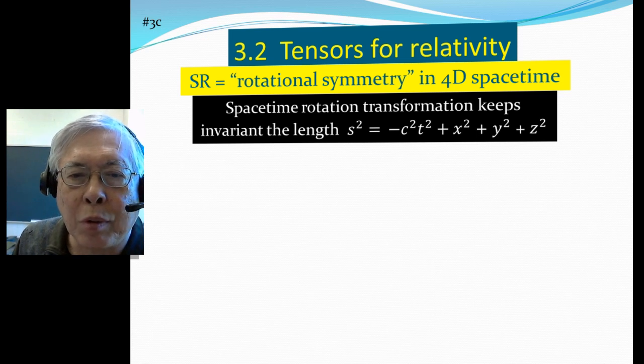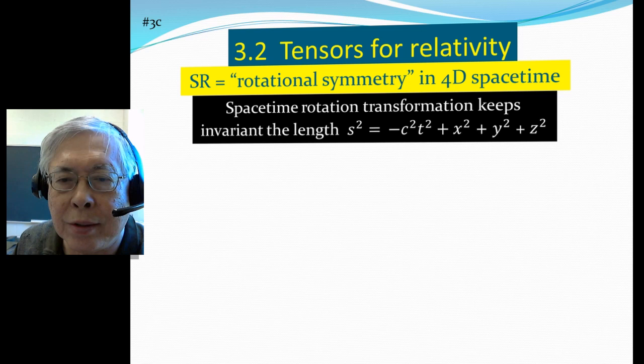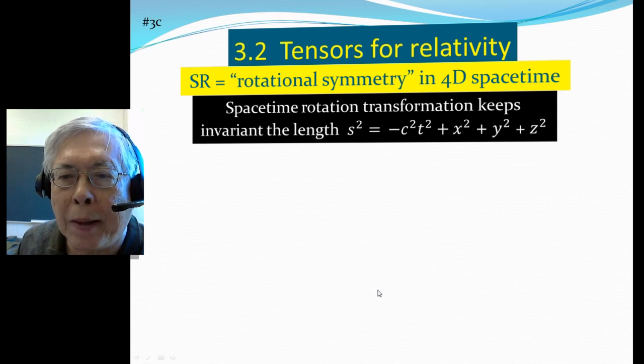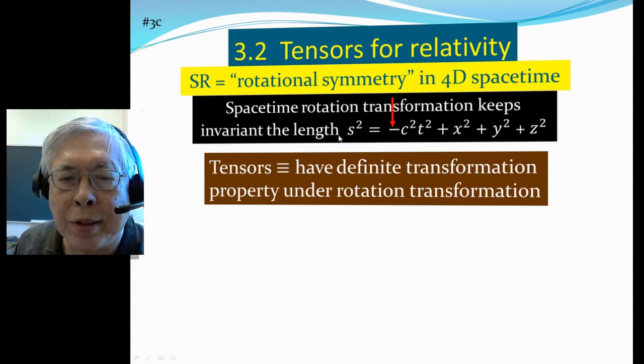Of course, the spacetime rotation keeps invariant the length s squared, which has this funny minus sign in front of the ct term, the time term. But still, you can view it just as a rotation. So therefore, we can draw from all our knowledge of rotation tensors. Tensors are just objects having different transformation properties under rotation.